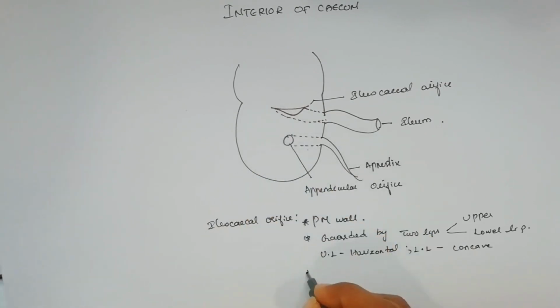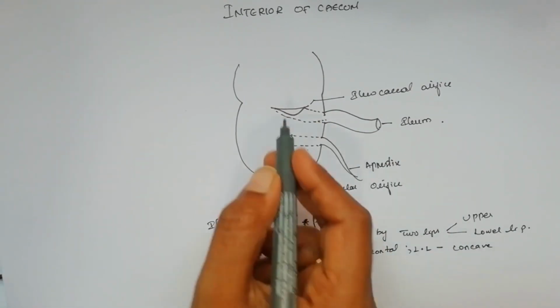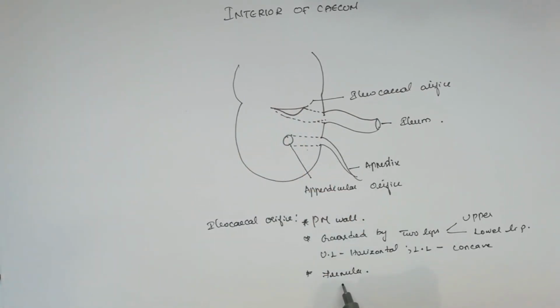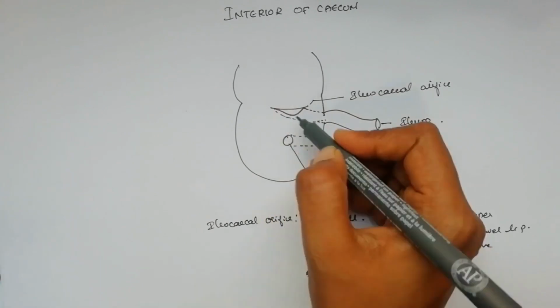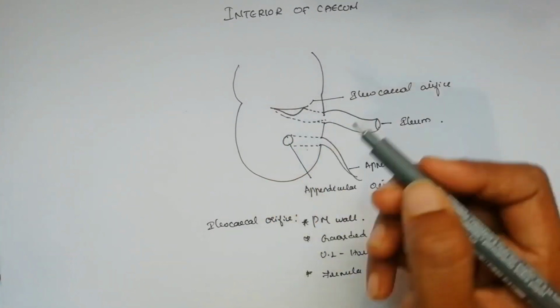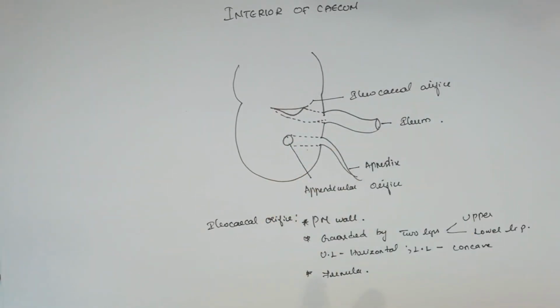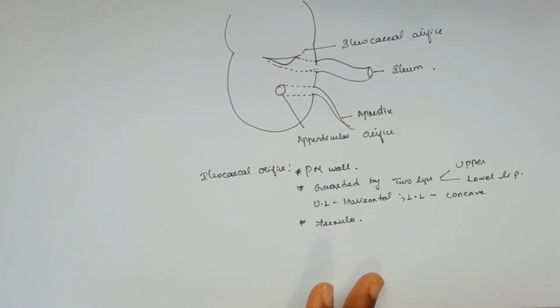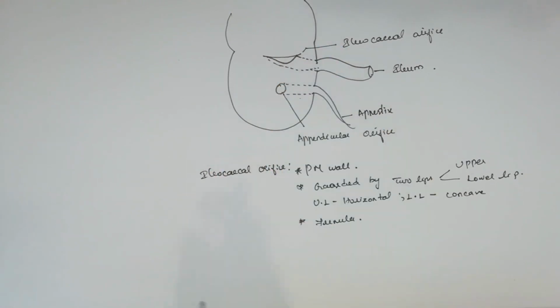Both the things will together join on the sides. It is going to form an extension. That extension is called as frenula. So both the lips join together on each side to form an extension called frenula, which is seen on either end of the orifice. So these are things we have to remember: ileocecal orifice, how it is guarded, what are the lips placed, and what is the extension present in the sides of the lips.